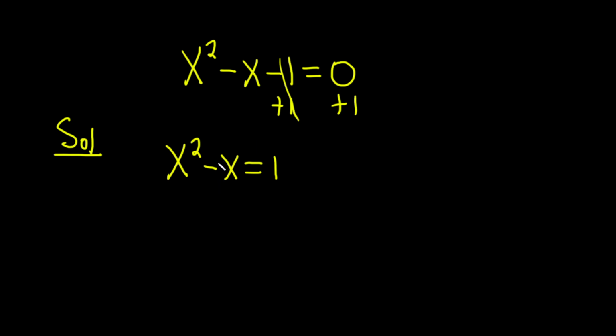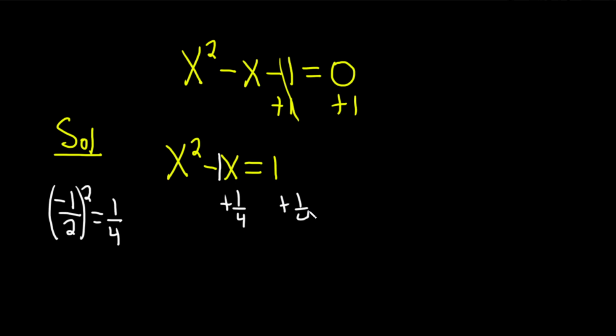So in this problem, the coefficient of x is 1, or rather negative 1. So it'll be negative 1 over 2 squared. That's going to be 1/4. So we're going to add that to both sides of this equation. So plus 1/4, plus 1/4.